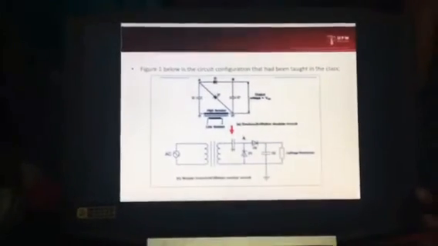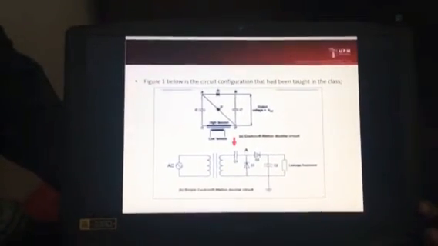This circuit was taught by our lecturer, Dr. Hafiz. My name is also Hafiz. I want to be a lecturer.